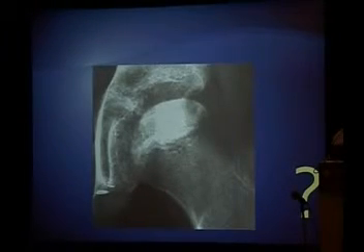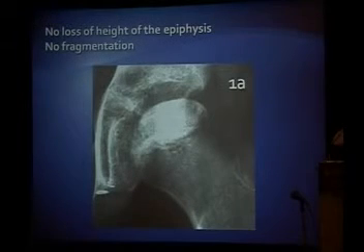Take a guess. You've got a 1 in 5 chance of being correct. So 3A. Sorry? 3A. That's a good guess, but it's 1A. There's no loss of height of the epiphysis, there's no fragmentation, there's no new bone, there's no necrotic area seen elsewhere. Okay? Right, we're doing exceedingly well.